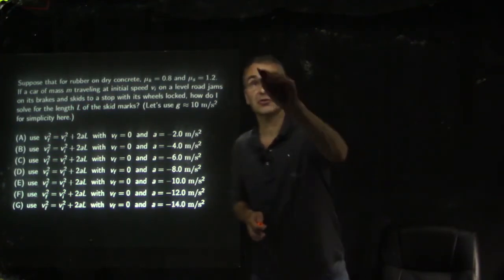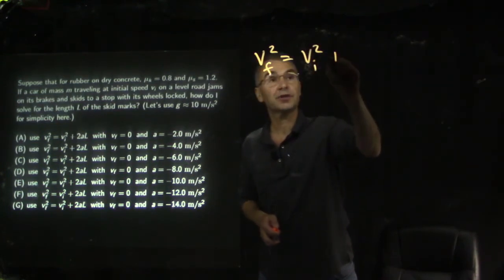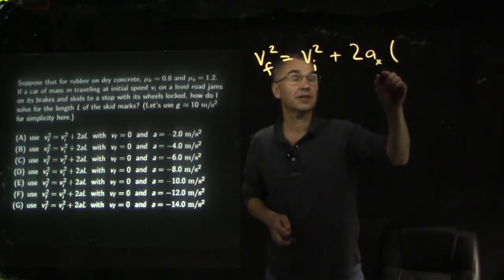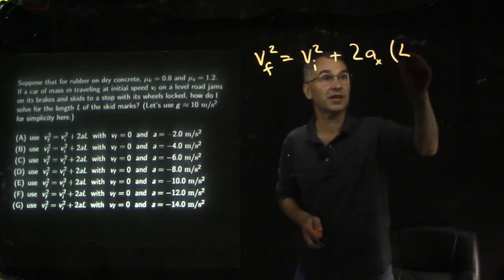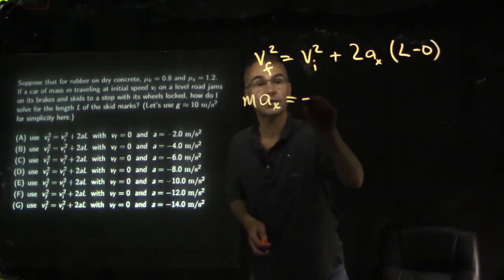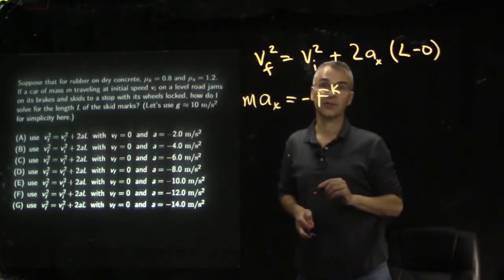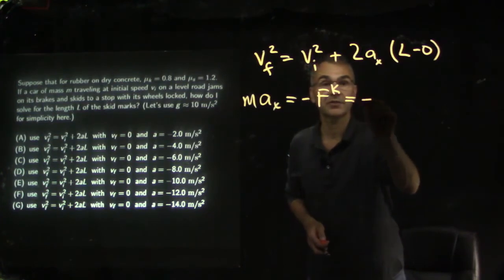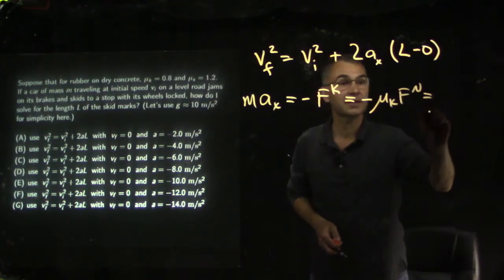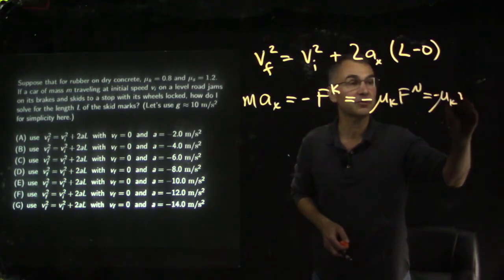I guess we could use v final squared is v initial squared plus 2a sub x, and then we could say x final minus x initial. So let's say x final is L and x initial is 0. M a sub x is minus F kinetic. So the only horizontal force acting on the car is kinetic friction, and so this is mu kinetic times F normal. And F normal equals m g by the same reasoning we used on the previous slide.